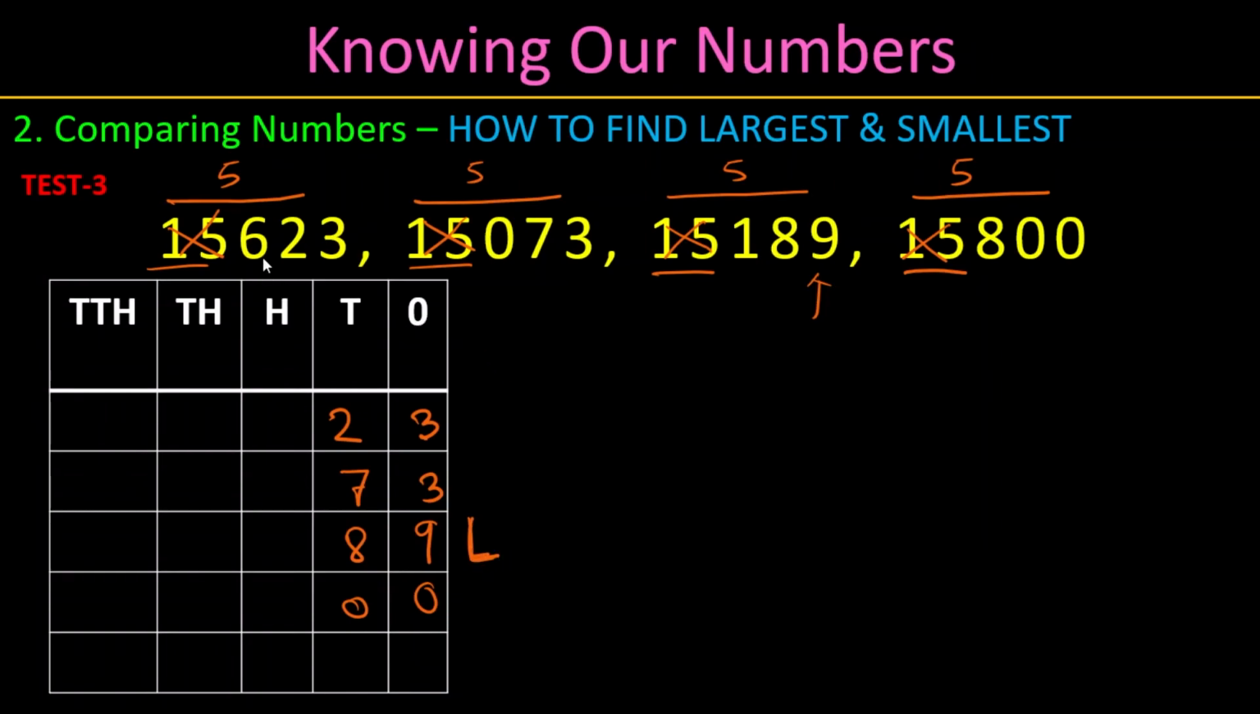Okay, this is the largest we found already. So let it be. Now coming to the 6, 0, 1, 8. Which is the largest in this? 8 is the largest. So remove this one. This is now 800. Now let's compare. 800 is larger than 623. Yes. 800 is larger than 73. Yes. 800 is larger than 189. Yes. Hence, this is 800. So what is the remaining number? 15. Attach this one. So this is the highest number.